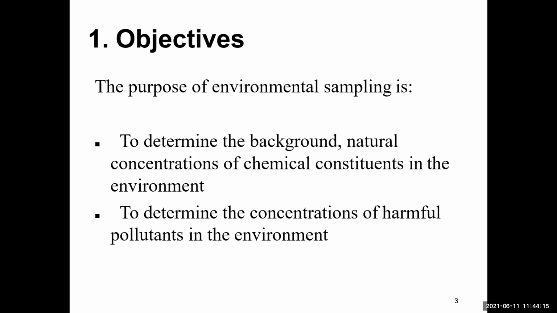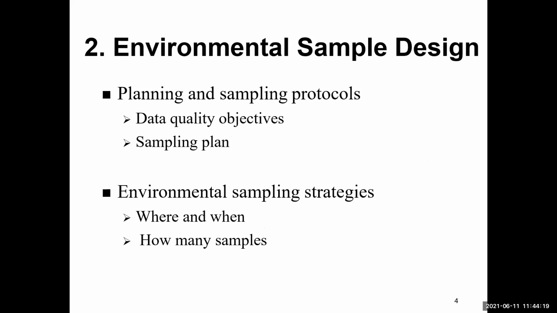Okay, this is the objective, the main purpose of environmental sampling. Now, environmental sample design: how to design the environmental sample? First is the planning and sampling protocol. Follow the protocol and do the planning for how to collect the sample. Then you get the result after testing. Next, data quality objectives: first is good quality of data and the sampling plan, how to collect the sample.